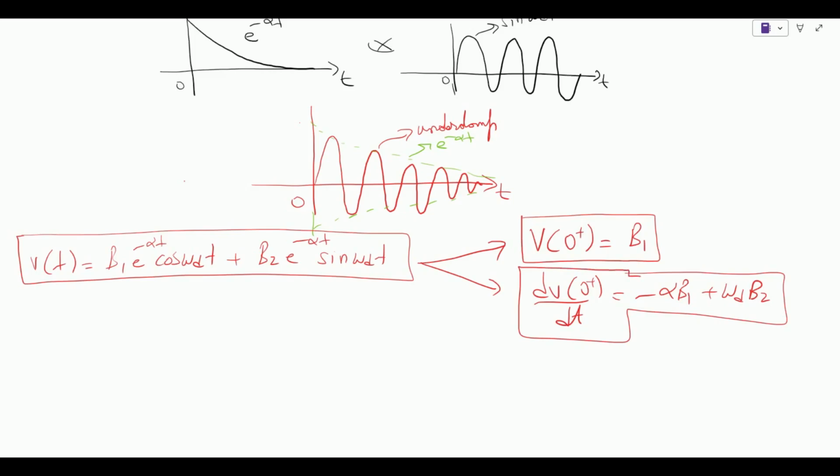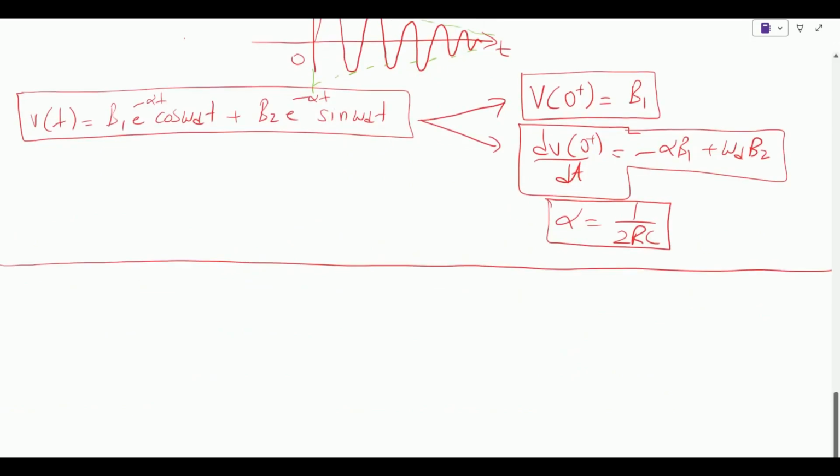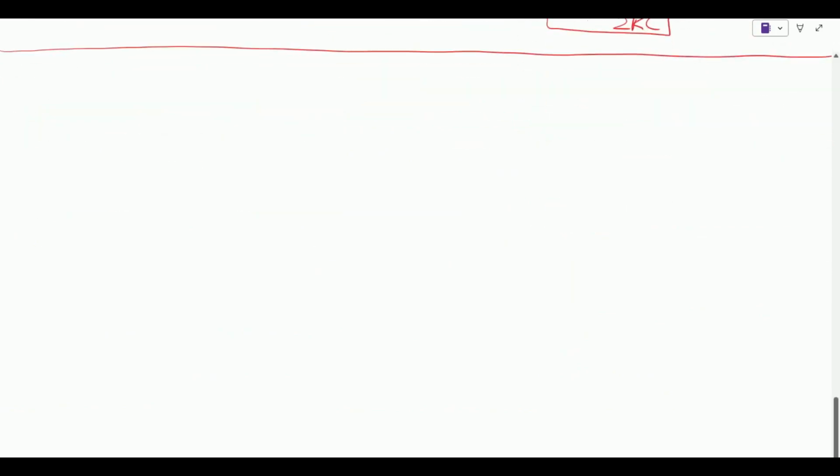So this is the way to find b1 and b2 in this voltage expression, and alpha remains the same as 1 divided by 2RC for a natural RLC circuit. So this concludes our discussion on the underdamped response, and now let us see the behavior of the critically damped response, and then we follow it with an example to further understand this underdamped behavior.